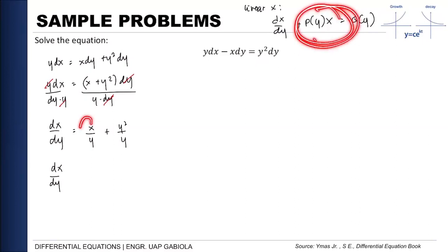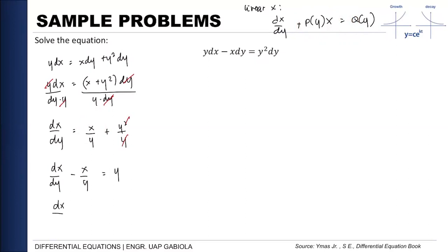So, ito yung may x, ito yung transpose natin sa right side. So, this is negative x over y is equals to y squared over y. Cancel yan. So, y na lang yung makikita sa kanya. Okay? And then, gawin lang natin sa standard form. So, that is plus x plus negative 1 over y x is equals to y.